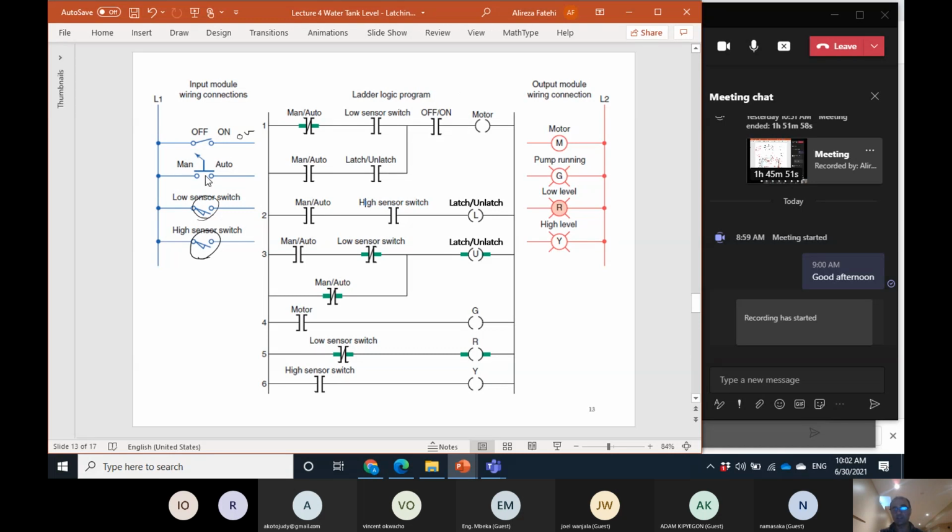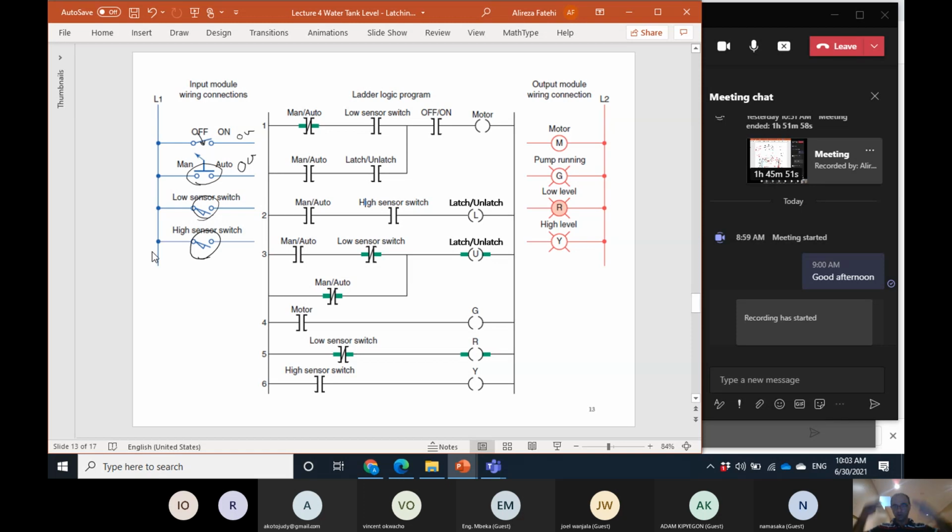Next part is the auto manual. Of course, let's assume from now on that the on-off switch is in the on mode, because if it is in off mode, the motor is off forever. If it is in on mode, then let's look at the auto manual. If it is in the manual mode, then this is open, and so here we have 0 volt. In that case, the pump should turn on if the level is higher than low.